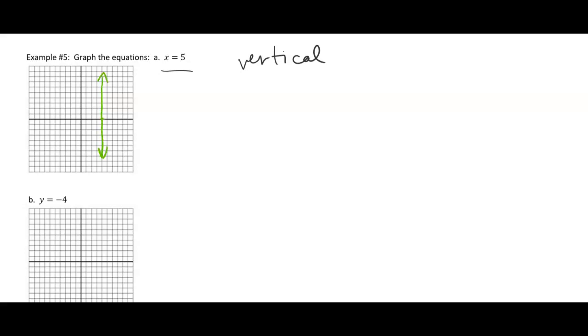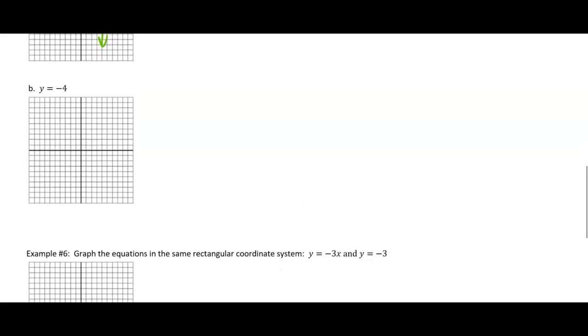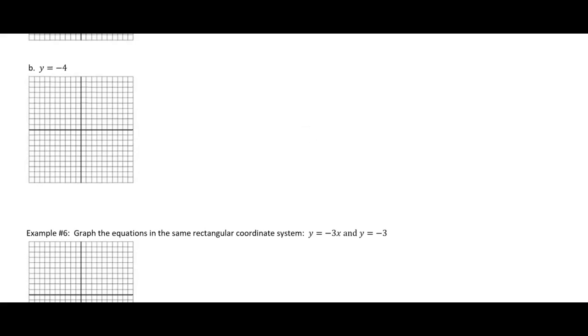You can do a table of values, but x is always going to be 5. Y, it doesn't matter what y is. Y can be any number, but x is always 5. Sometimes it helps to do that, to come up with some ordered pairs where x is always 5, and then you'll see it's a vertical line. Okay, so now the next one, we have y equals -4. Okay, so it's going to be a horizontal line.